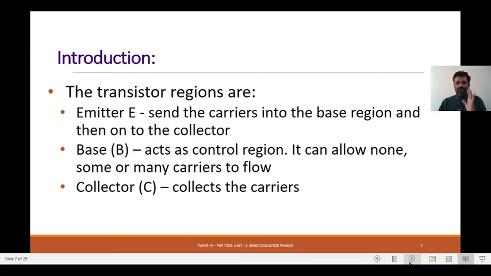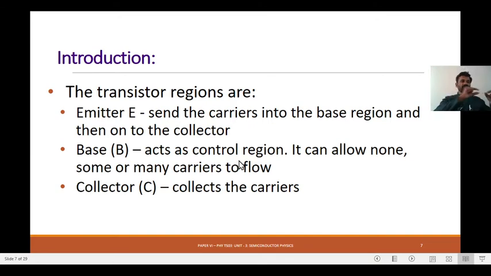An emitter will send charge carriers into the base region, and then they will carry to the collector region. That is considered to be an emitter. What is a base? A base, B, acts as a control region.